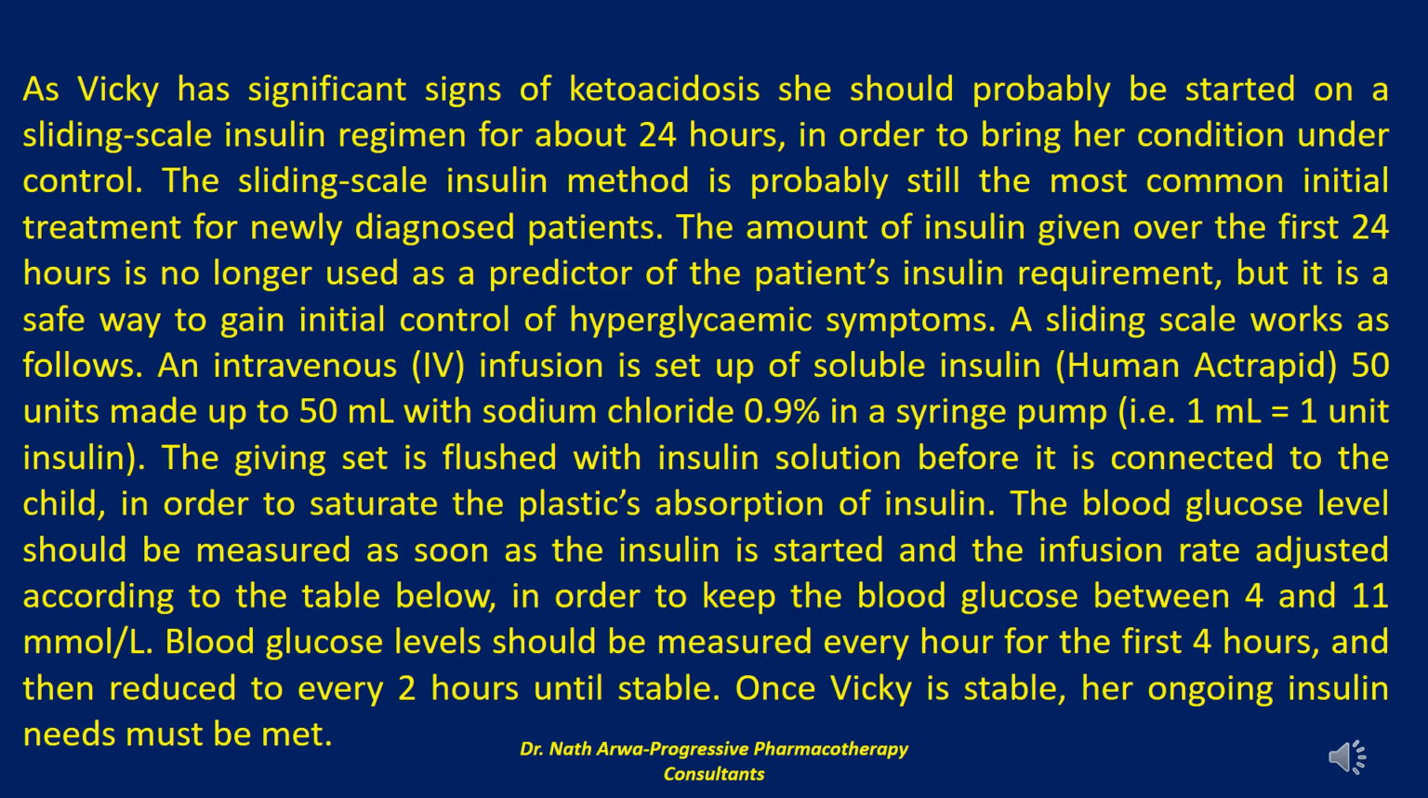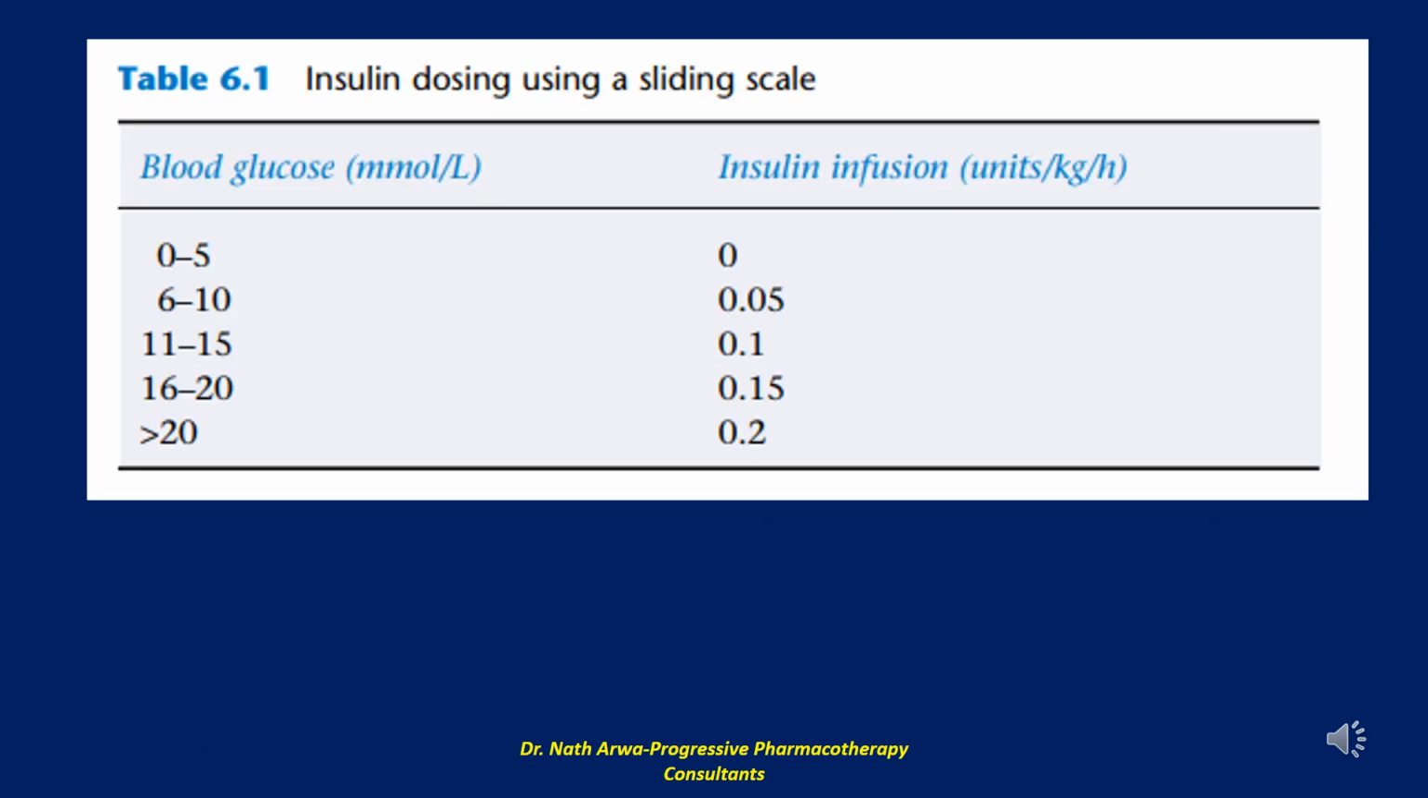The blood glucose level should be measured as soon as the insulin is started and the infusion rate adjusted according to the table below, in order to keep the blood glucose between 4 and 11 millimoles per liter. Blood glucose levels should be measured every hour for the first 4 hours, and then reduced to every 2 hours until stable. Once Vicky is stable, her ongoing insulin needs must be met. Pause the video and carefully scrutinize Table 6.1 summarizing insulin dosing using a sliding scale before advancing to the next slide.